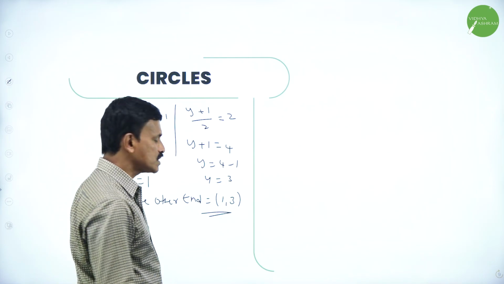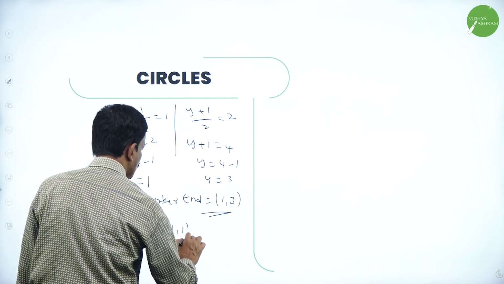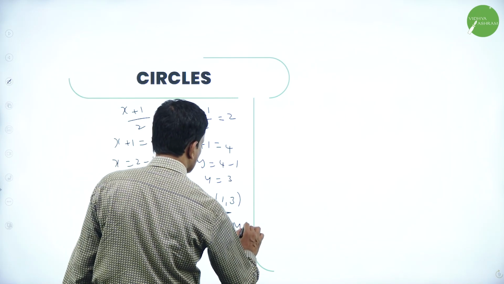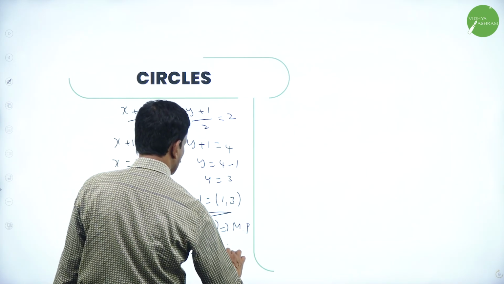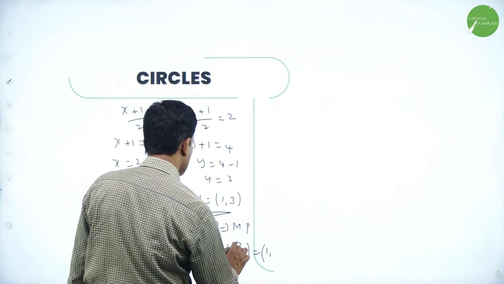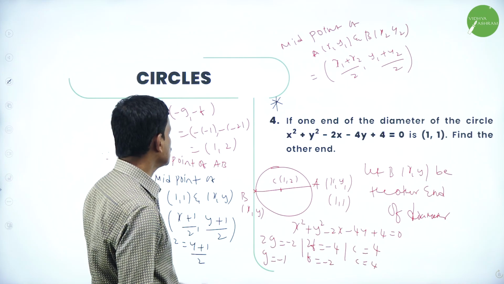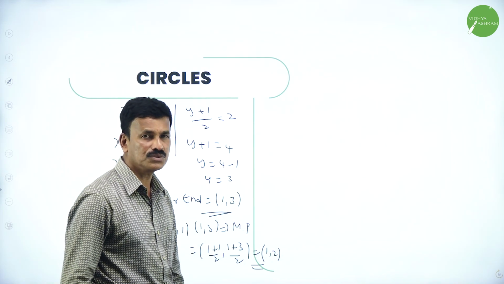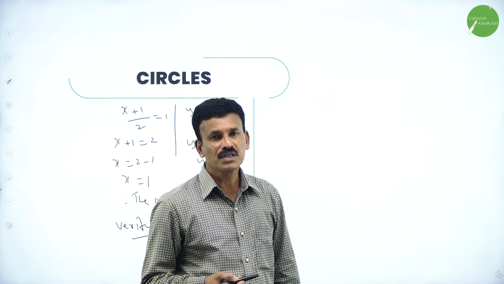If you want to verify, you can verify it. One end is (1, 1), the other end is (1, 3). Find out the midpoint of this. The midpoint is (1 plus 1) divided by 2 and (1 plus 3) divided by 2. 1 plus 1 is 2, by 2 is 1. Again 3 plus 1 is 4, 4 by 2 is equal to 2. So (1, 2) is the midpoint, that is nothing but the center. The midpoint of AB is equal to (1, 2). That is verified. Verification is not needed, just to know the correct answer, verify and check.